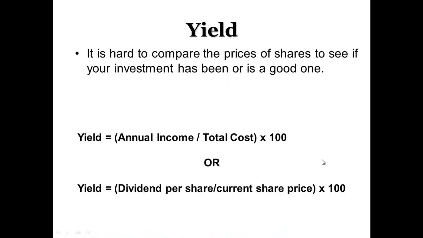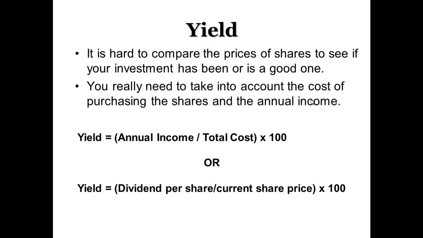So let's have a look at a bit of a discussion on what the yield is. The yield looks at the amount of money you get back for investing. So the higher the yield, the better the investment, and the yield is shown as a percentage. Now there are two ways you can do it. You've got a formula that goes yield equals annual income divided by total cost times by 100, or the yield equals dividend per share divided by the current share price times by 100. So once again, converting them both into percentages.